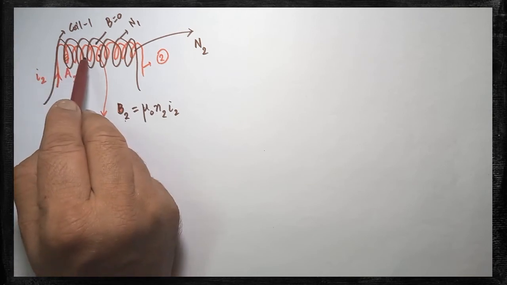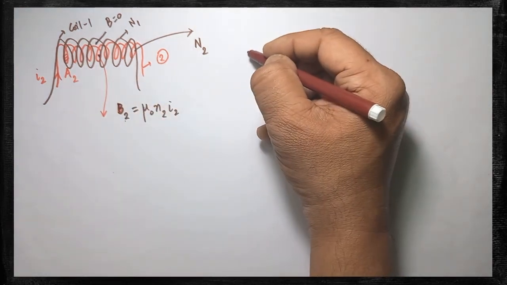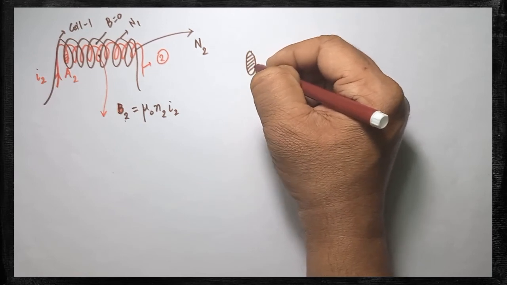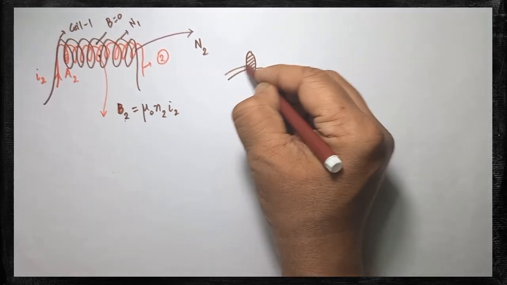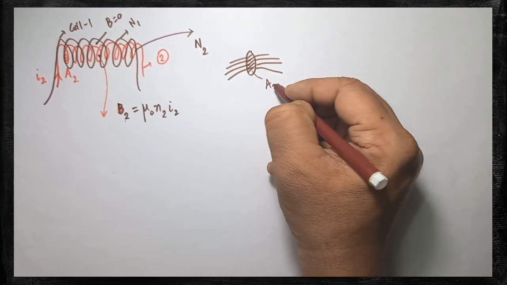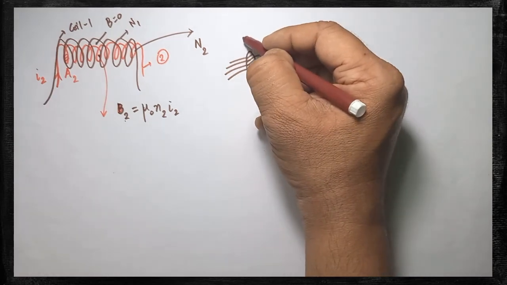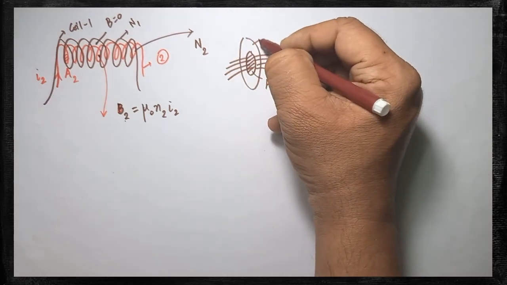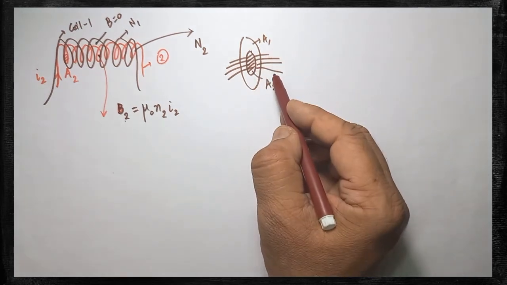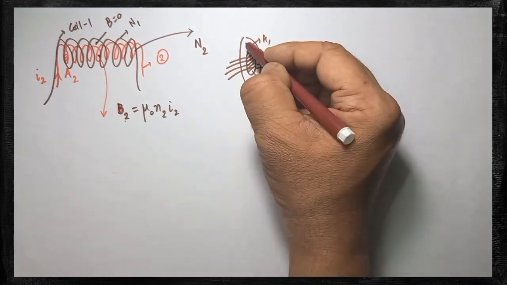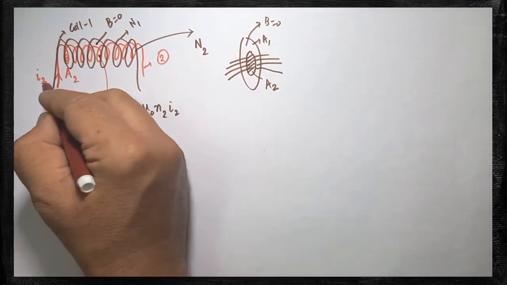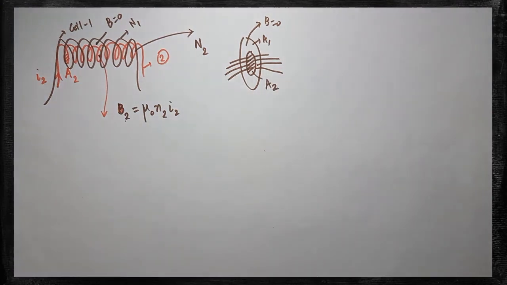I will draw the diagram here, only then you can understand. This is each turn of the second coil. Maximum flux is linking with A2. This is the area of cross section of A1. So while calculating the flux, A1 should not be considered, A2 alone must be considered, because the magnetic field is almost 0 here due to the flow of current I2. That is very important.